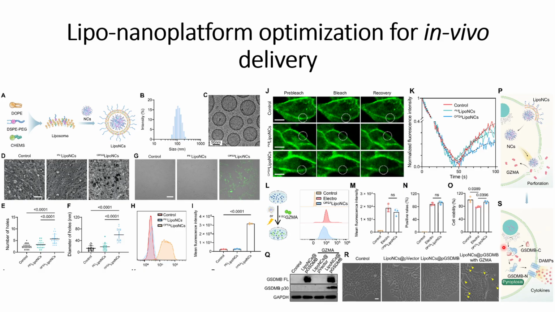Here we can see that once GSDBM is formed and these granzymes are present because of the co-culture of the lipid nanoparticles and granzymes, the GSDBM will be cleaved to make it into the active form, GSDBM N, representing the N terminus, and that will cause the pyroptosis that results in the release of pro-inflammatory cytokines, which will further activate the immune system to act against the tumor cells. So this is how they checked and verified the lipo-nanocomplex method for in vivo delivery.